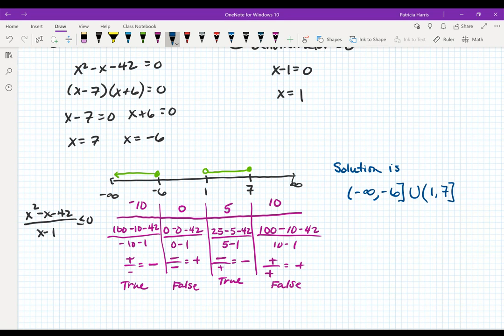Okay, we'll do a couple more in a few minutes, but yeah, that's rational inequalities. I hope that helps you out. We'll also do a word problem later on. Okay.